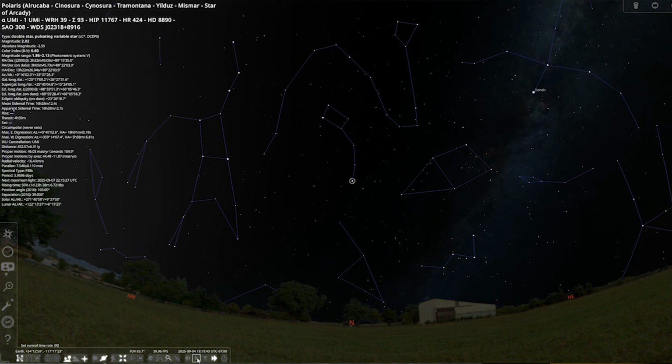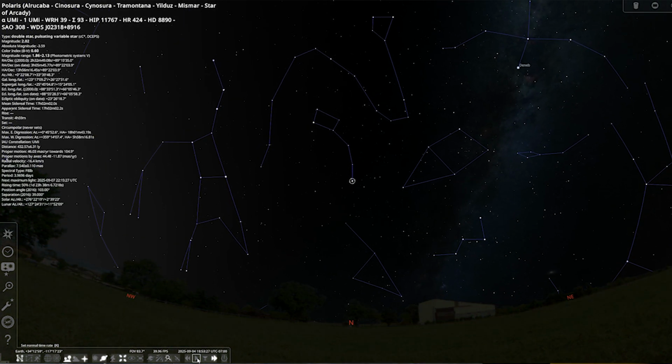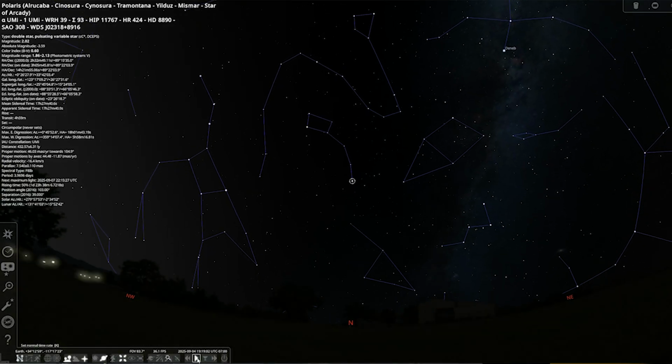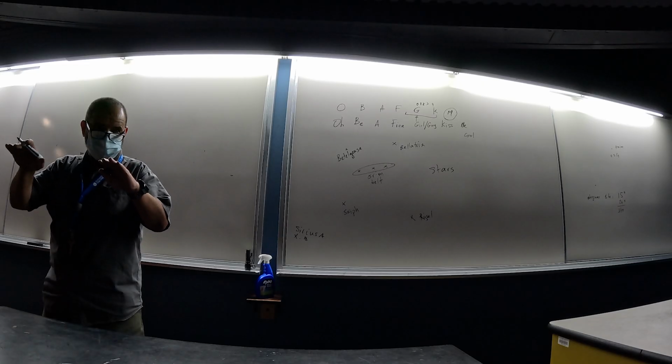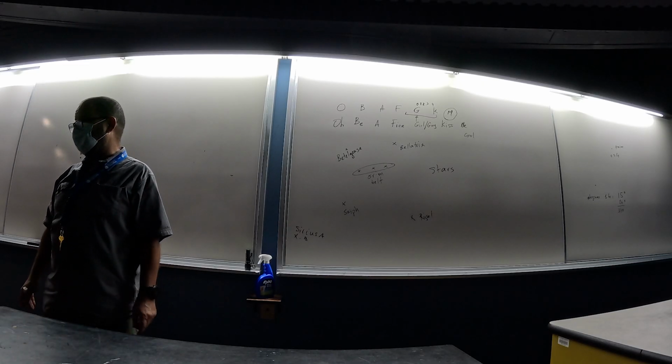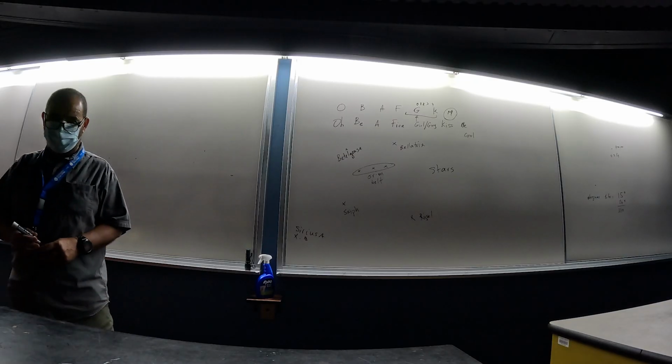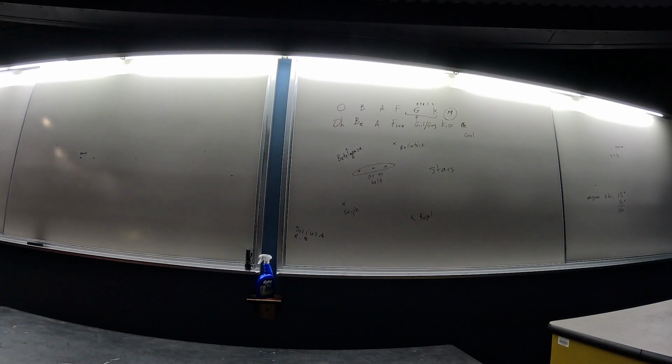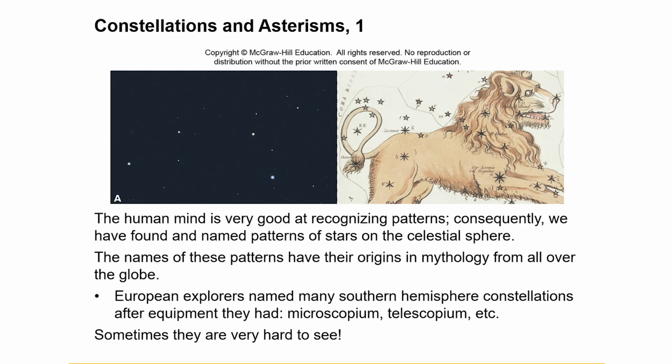So let me go back and stop this. This software is free, by the way. You can download it, and you can do all kinds of things. By the way, for those sitting in Astronomy 125, we will be using it a lot for some of our labs. Okay. So again, this is a famous constellation, Leo.